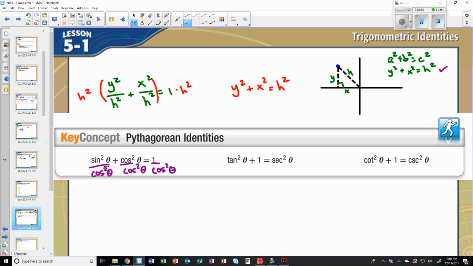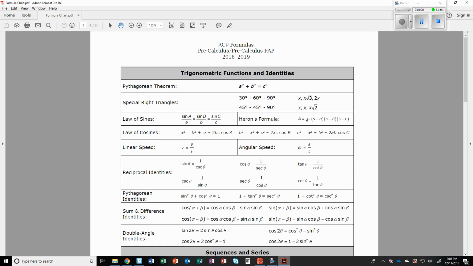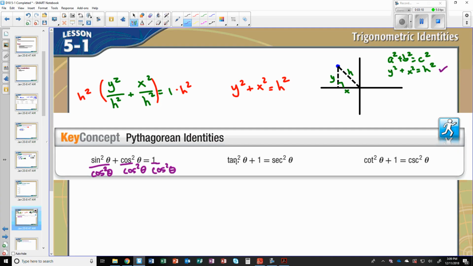Now, if I divide everything else, cosine squared divided by cosine squared is 1. 1 over cosine squared, according to the reciprocal identity, 1 over cosine is secant. So 1 over cosine squared would be secant squared. And so that's how you would get this formula.